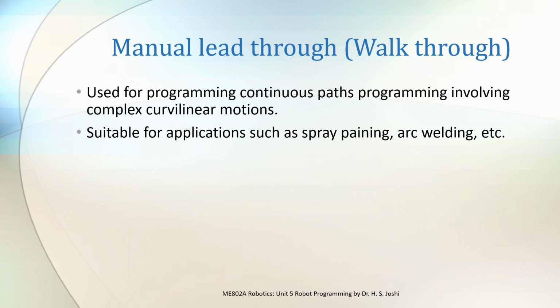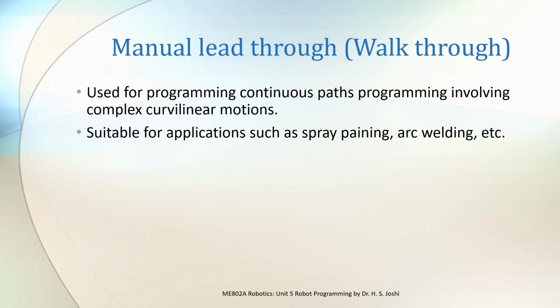However, if we go through the manual lead-through programming, which we also call walkthrough programming, it will become very easy to use for programming the robot. We need to understand for that reason what we actually mean by manual lead-through programming. In manual lead-through programming, typically what we do is hold the arm of the robot or the end effector of the robot, and then the arm is moved through a series of paths or series of points or the path whatever is required.